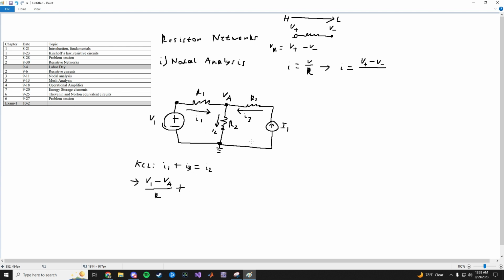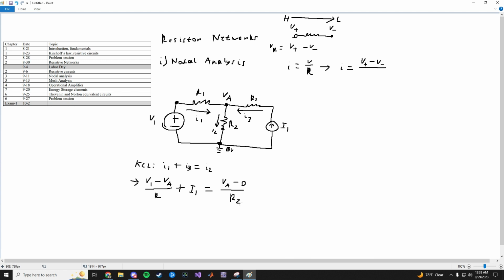Now we have to add I3. Notice I3 is simply this branch, and the current is already defined, so I3 is simply I1. And this could be equal to I2. For I2, the same thing: we take the high voltage and follow the arrow, so it goes from VA to ground. Remember, ground is 0 volts. So it's VA minus 0 divided by R2, VA minus 0 over R2.